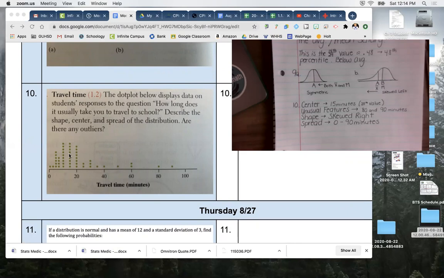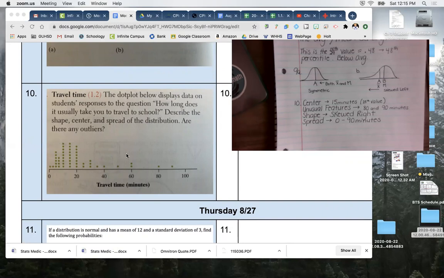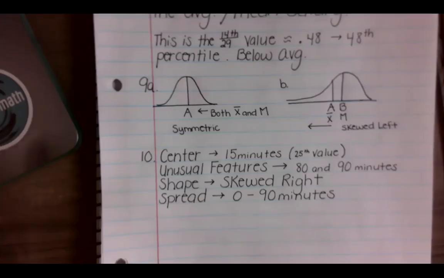My unusual features, I'm noting 2 of them. I did not do an outlier test for it, but I would believe that 80 and this 90 minutes to commute, those 2 would be my outliers. My shape is definitely skewed to the right because these would pull the mean to the right. And my spread is from 0 minutes to commute, they must work from home, all the way to that 90 minutes. And that is all for the homework.